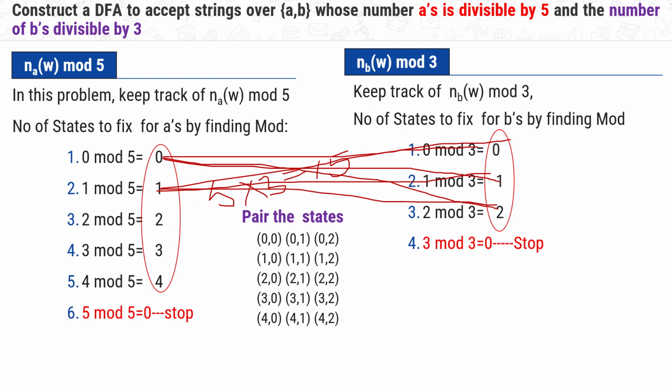Okay. So I hope you understand this concept: how to find out the number of states for A, how to find out the number of states for B, and you make the combination of these two conditions by using a Cartesian product to find out the number of states. Totally we have 15 states which can represent this problem, right?